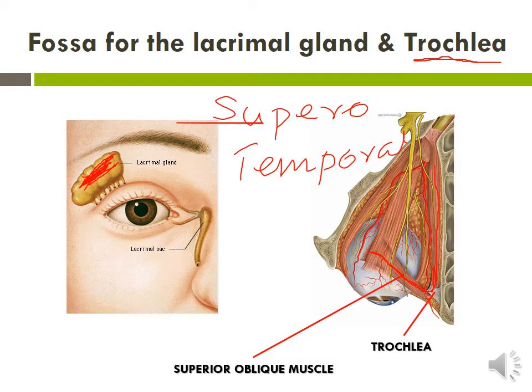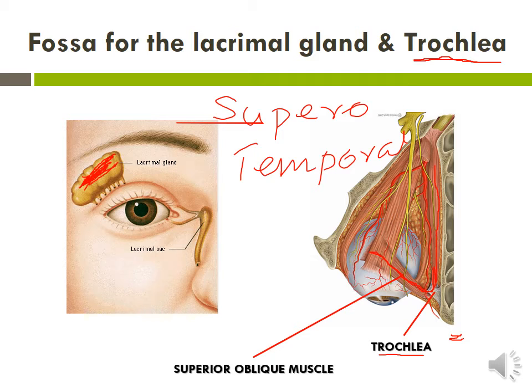Now this superior oblique muscle is coming through a pulley, and this pulley is known as the trochlea. So the trochlea is located at the superior nasal portion of the orbit. So the lacrimal gland is located at the superior temporal, and the trochlea is located at the superior nasal. See, because this is the medial wall and the nose is here, the trochlea is located at the superior nasal portion of the orbital roof.